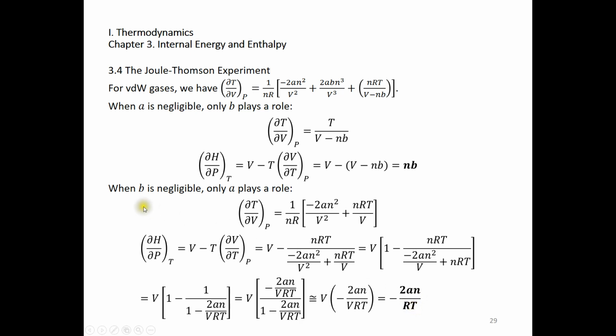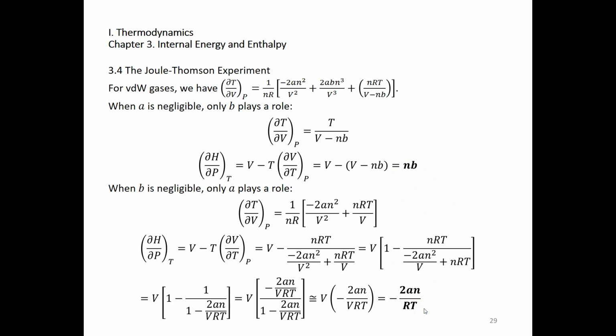Very important. If b is negligible, only a plays a role. So H depends on P. The dependence is proportional to a, and it's negative. Now let's look at here. When a is negligible, H depends on P. The dependence is nb. When b is negligible, H depends on P as well. But this time, the dependence is negative 2an over RT. This is proportional to b. This is proportional to a. This is a measure of repulsion. This is a measure of attraction. Repulsion is positive. Attraction is negative.